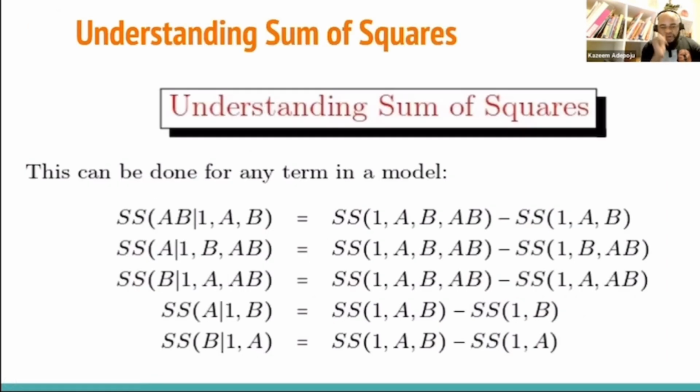So this is for the AB. The first one is trying to tell me that I want to figure out the sum of square interaction AB after adjusting for the main effect of A and main effect of B. This is like getting the sum of square for main effect A after adjusting for main effect B and adjusting for interaction. The same thing also goes like that.